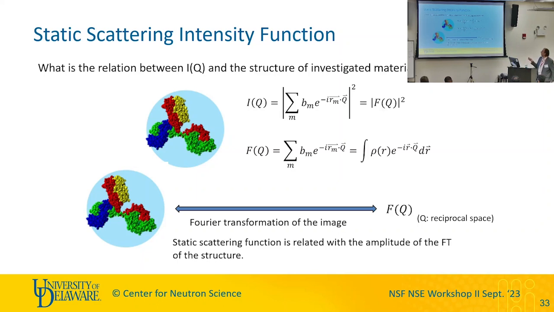And you have to do it for every scattering vector q or every angle you want to look at. And then you build up your I of q pattern for this object, for one protein. We'll talk about a collection of proteins next.